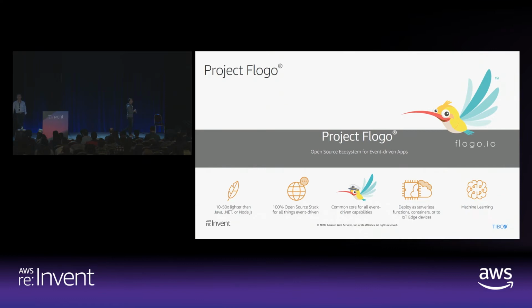FlowGo runs natively on AWS Lambda, so you can build an application, package it up, and deploy it on Lambda, take that exact same application, package it up, and push it on an IoT device, or bundle it in a Docker image and deploy it on K8s or something like that.